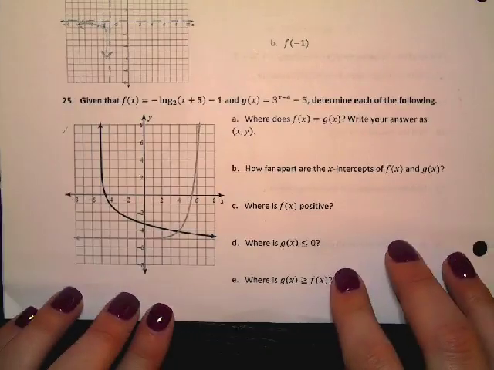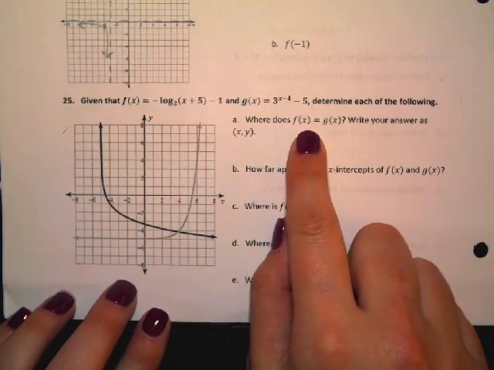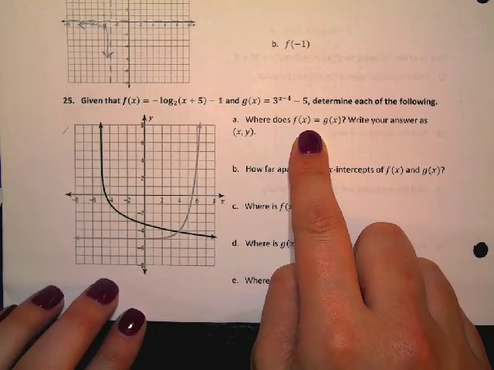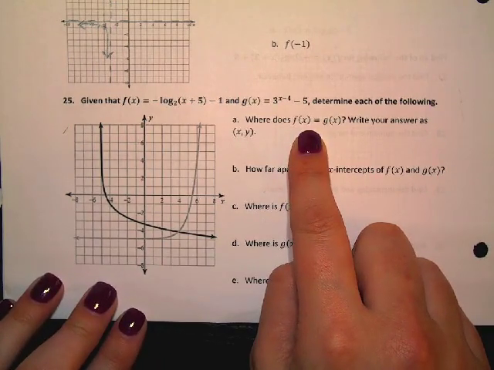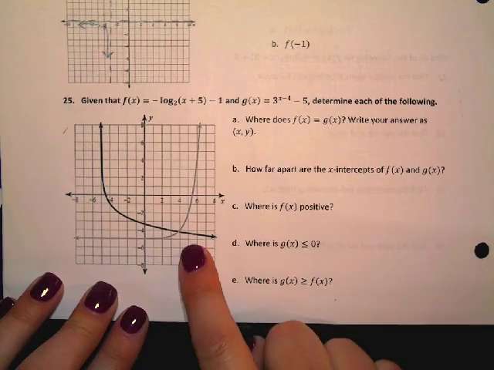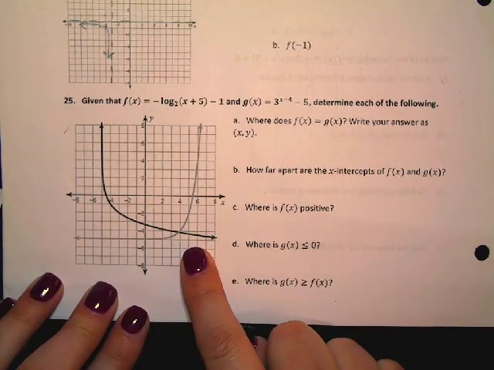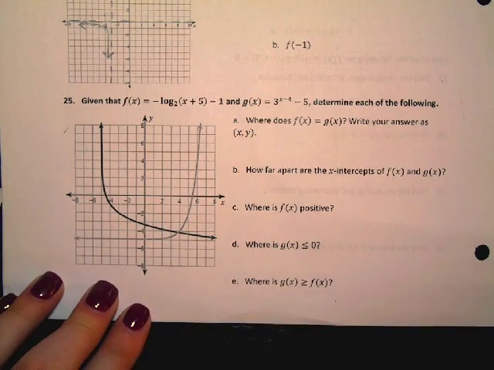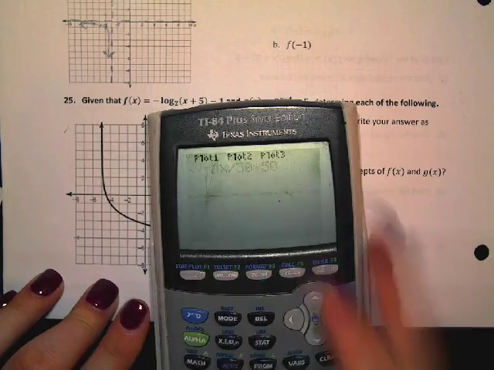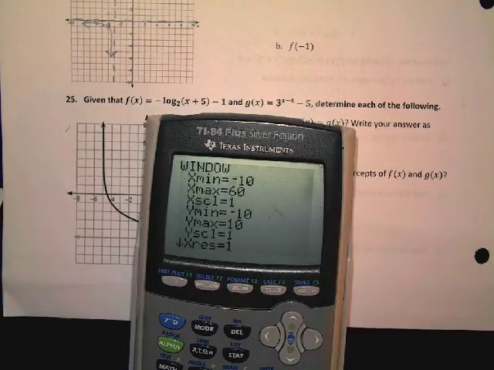All right, so it asks where the two functions equal each other. What do we have to do with our calculator to figure that out? We have to plug them in. And then what are we looking for on the calculator? Where they cross.